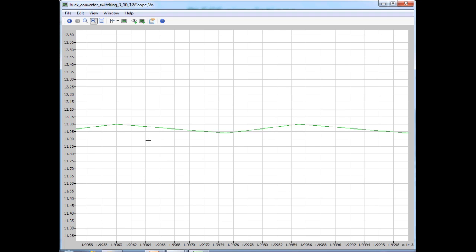The reason is the ripple is dominated completely by the ESR component, and the ESR component has the same wave shape as the inductor current, which is triangular. So if you recall, we designed for a peak-to-peak ripple of 60 millivolts, and each division is 50 millivolts, as you can see from here, and so this is exactly equal to 60 millivolts, and that sort of verifies our design is correct.